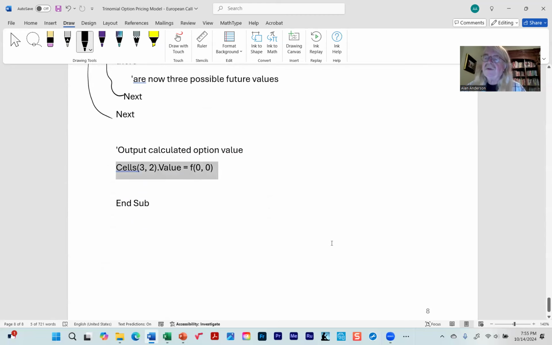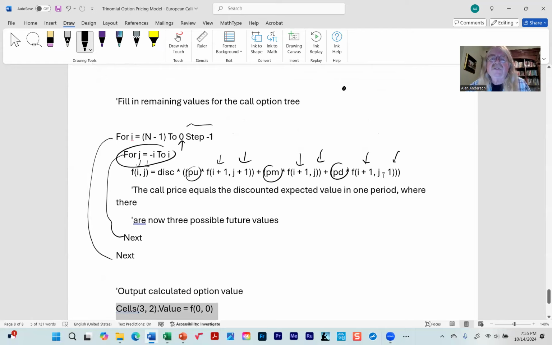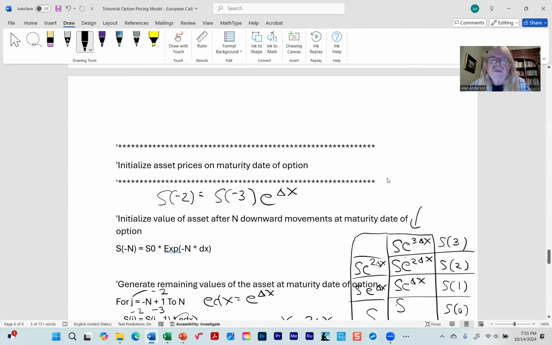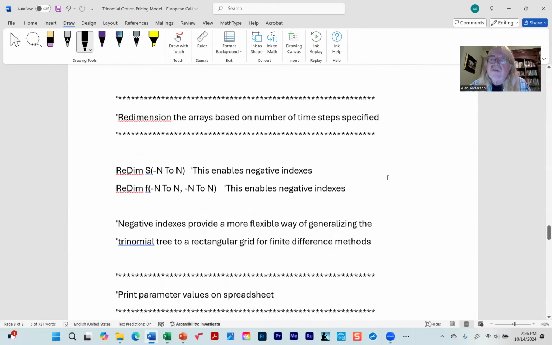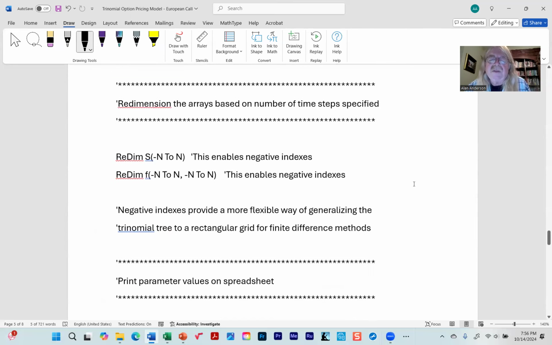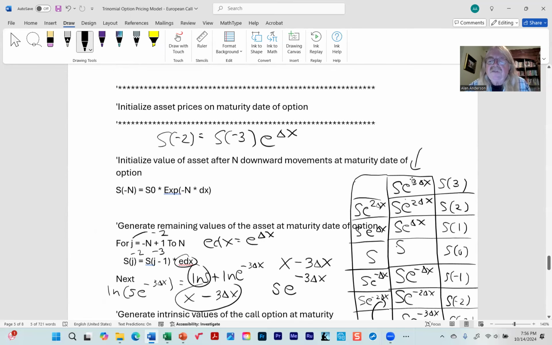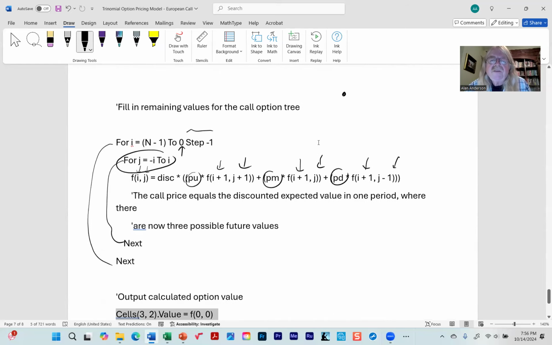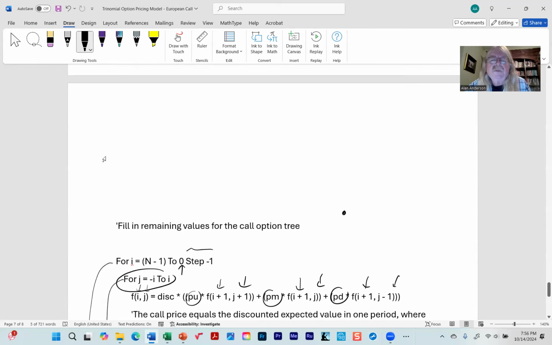Now, of course, this is how we did it with the binomial option pricing model. So you're looking at this thing and saying, well, there's no way it can be this simple, but it is. The complicated part is figuring out what to do about those probabilities. The rest is very straightforward. So this in a nutshell is the trinomial option pricing model.